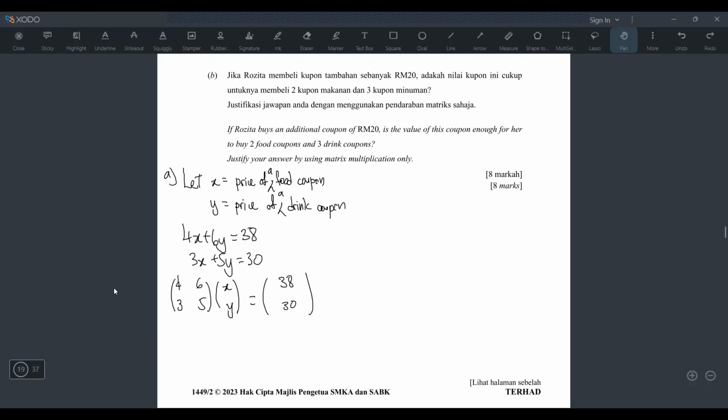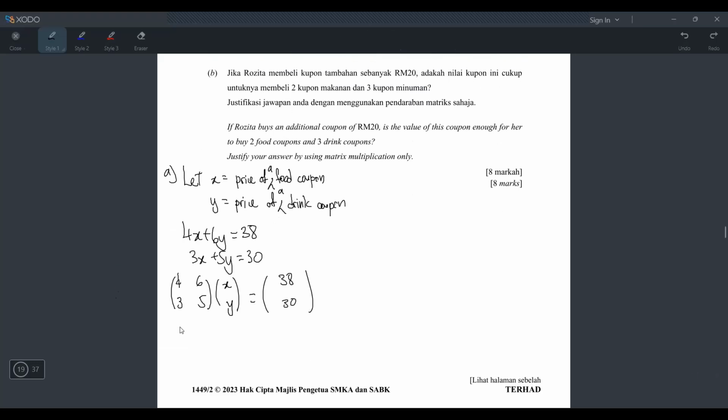So how do we find XY? You will move this 4, 6, 3, 5 to the other side. When you move this, it will become inverse. The 4, 6, 3, 5 will become inverse. And then here will be 38, 30. So you don't tell me something like, hey, sir, this one is darab. Darab, when you move, they become bahagi. Okay, in matrix, there's no bahagi. Dia bukan jadi bahagi. Dia jadi inverse. Okay, in matrix, we call it inverse.